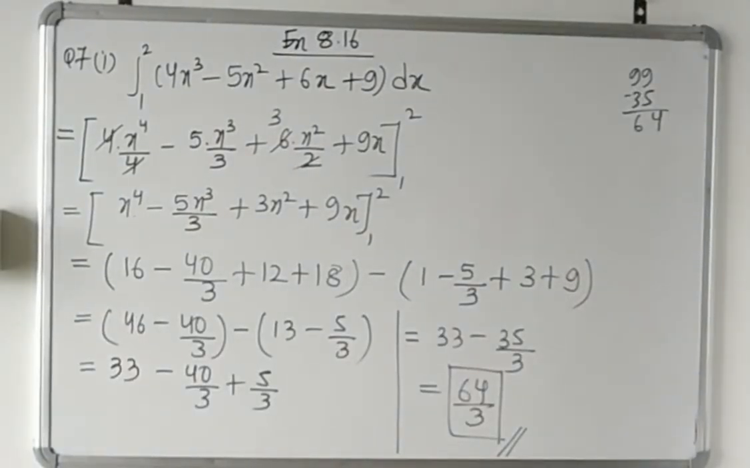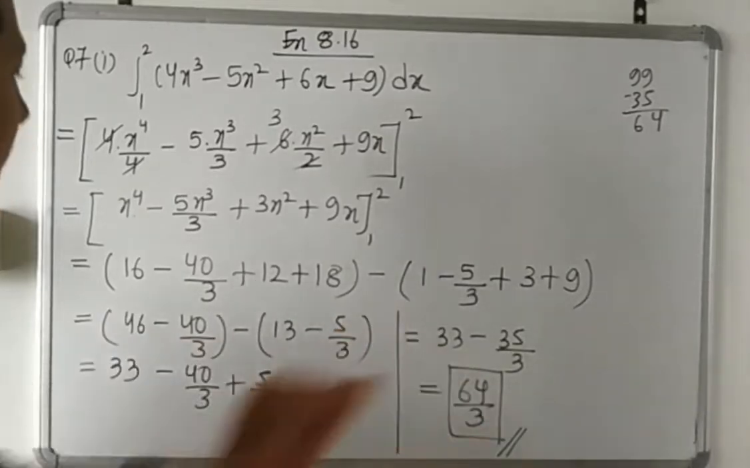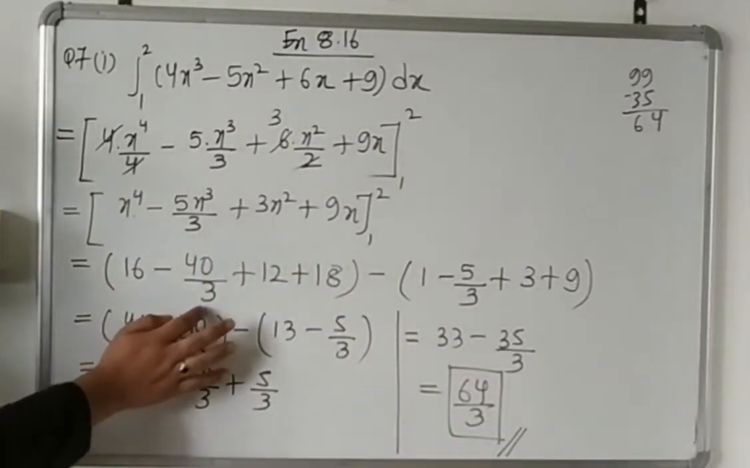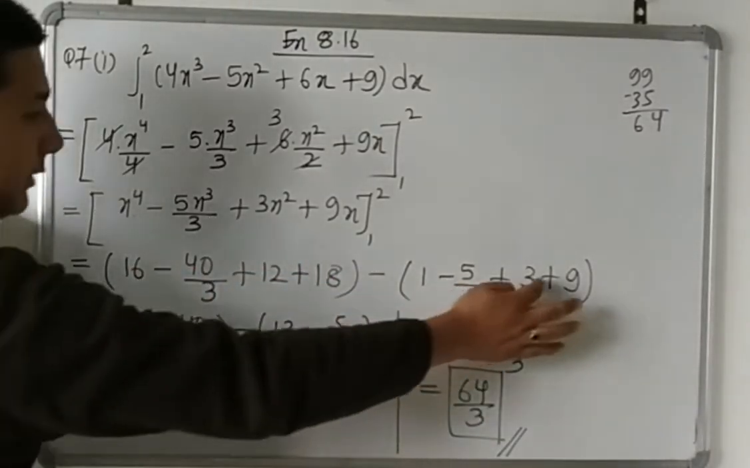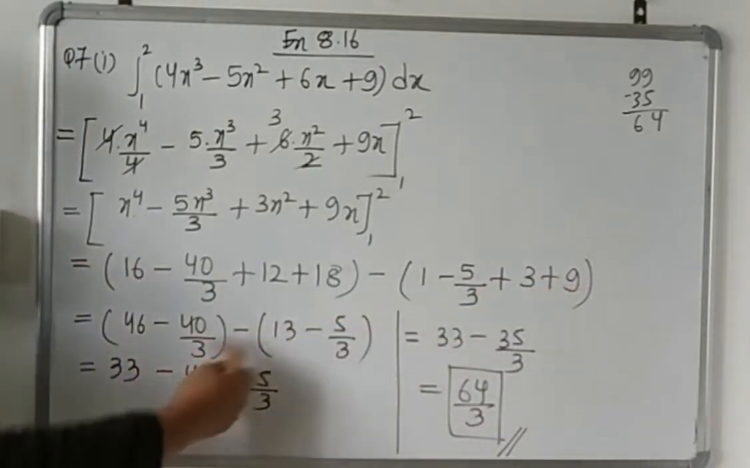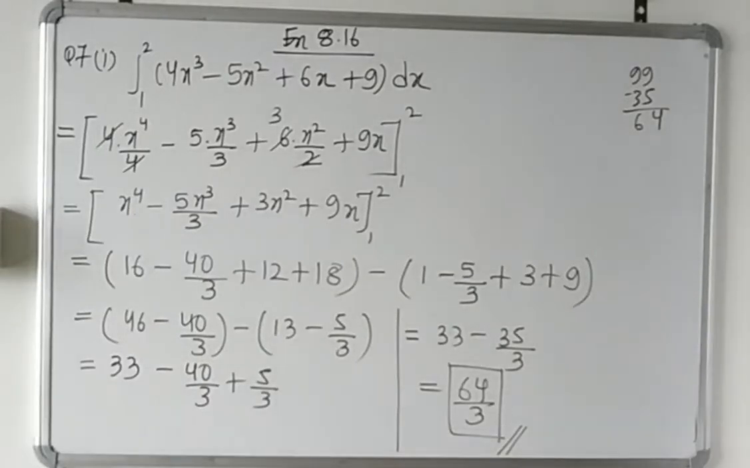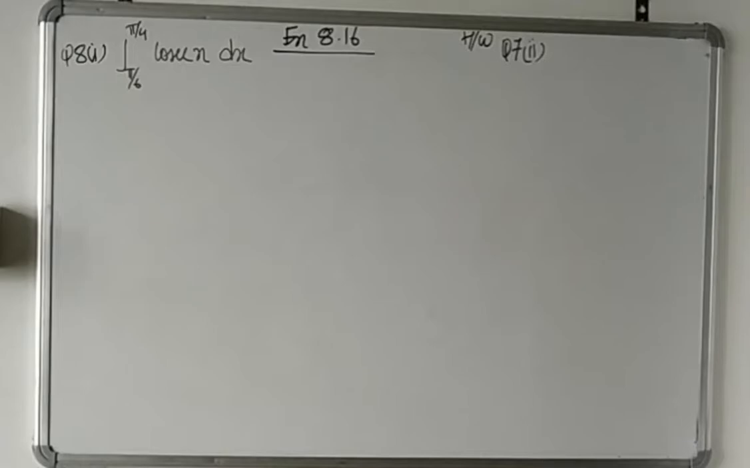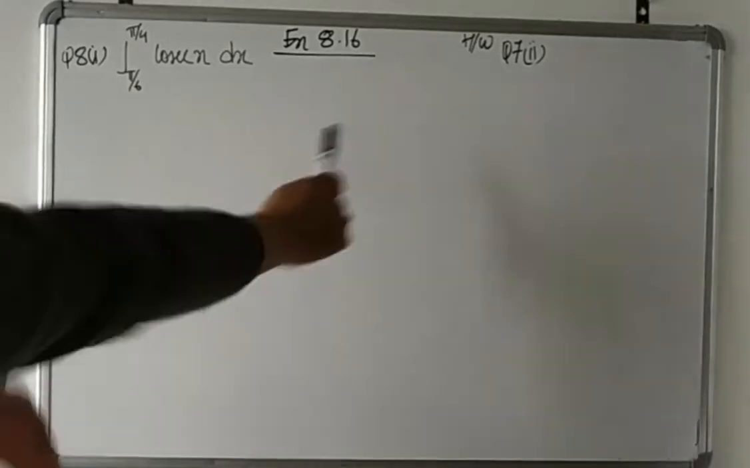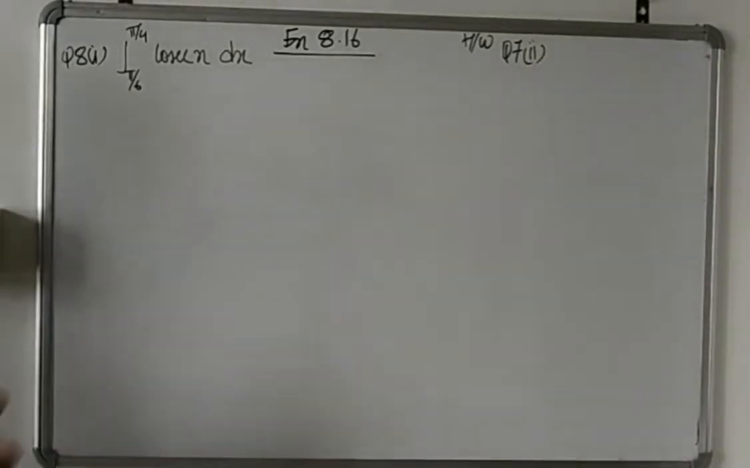Alright, I hope people have understood. So till here was this, simplify it, you get 46 minus 40 by 3 minus 13 minus 5 by 3, and open the bracket, simplify, and when you simplify you will be getting 64 by 3. So pause the video and note it down. The next question, 7 part 2, is the same type of question, you can do it yourself.